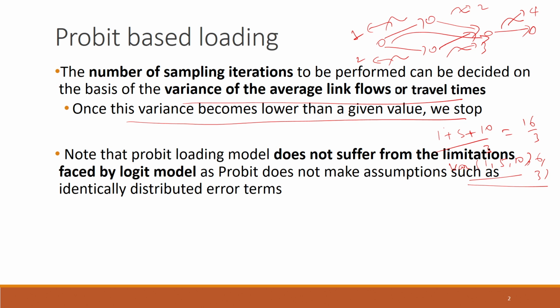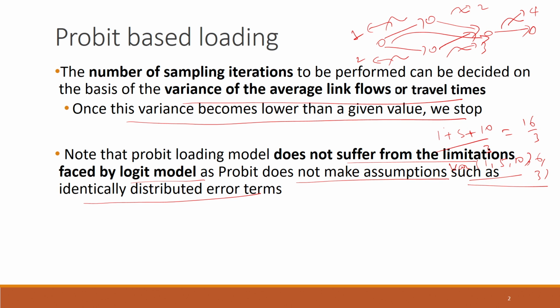Note that the Probit loading model does not suffer from the limitations faced by the logit model, as the Probit does not make assumptions such as identically distributed error terms. The Probit model allows the error terms to have correlation across the alternatives, and they need not come from the same distribution. Therefore, it does not suffer from the limitations which the logit model suffers.